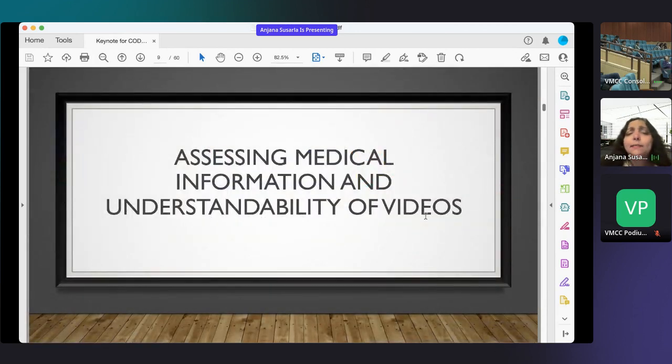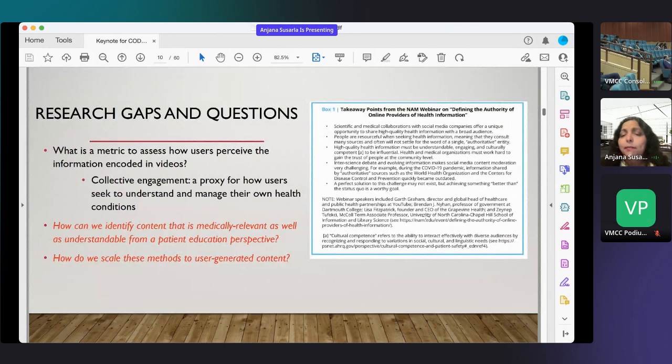So how do we assess medical information understandability? There are a lot of gaps. How do we understand how users are interacting with information? Can we have social media companies work with scientists such as myself? And that's the National Academy of Medicine task force that I talked about. How do we understand content that is medically relevant as well as understandable from a patient education perspective?